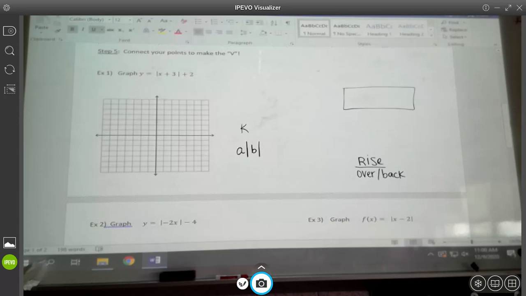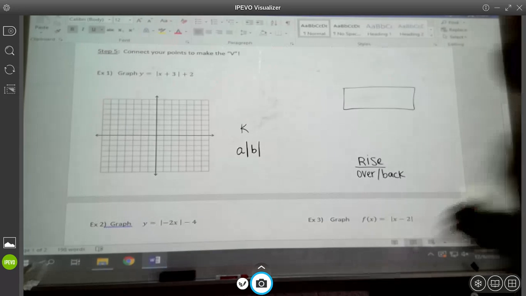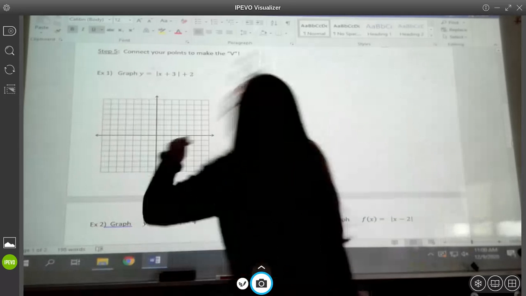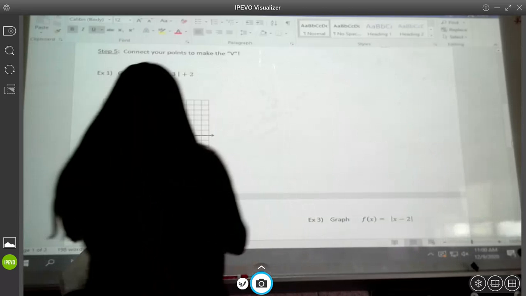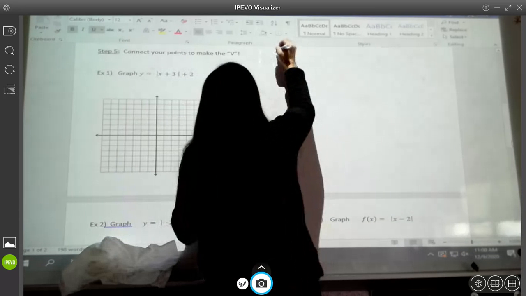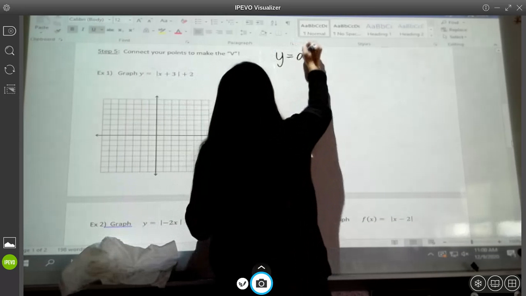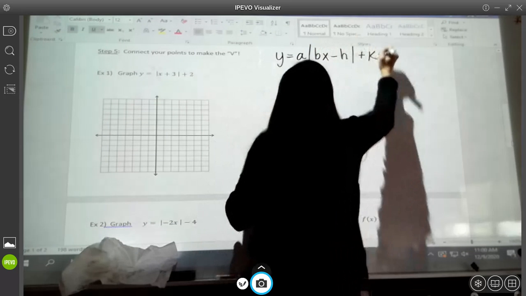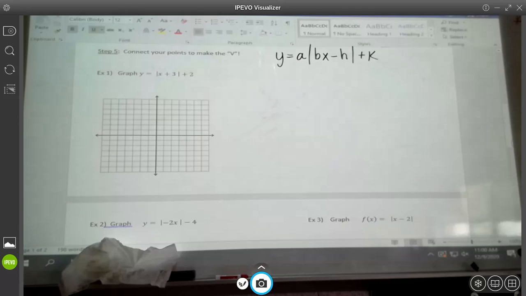All right, now remember, we are graphing problems like this, just so you can remember who's who. We have to graph y equals the absolute value of x plus 3, plus 2. The first thing we want, guys, is our vertex. Let's get our vertex.